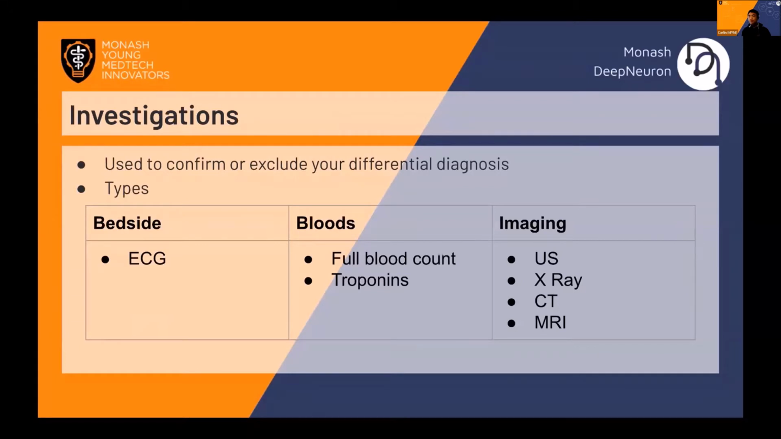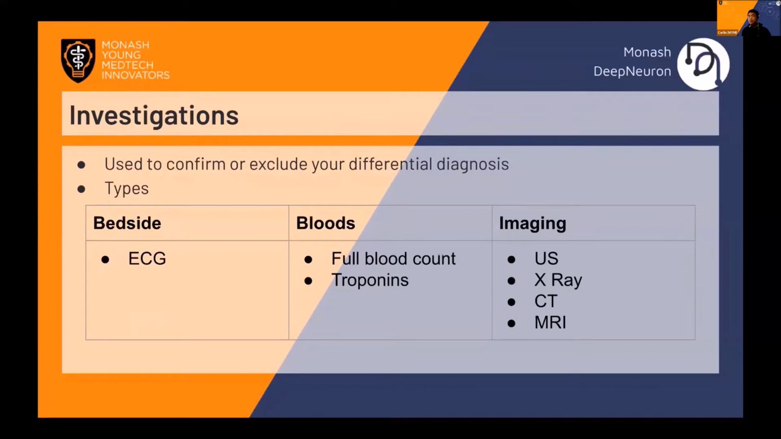For example, an ECG or echocardiogram that measures the heart and tells us if the patient is having a heart attack or not. The next step up is doing blood tests. So we can do a full blood count, which is looking at red blood cells, white blood cells, and we can also do troponins, which would also tell us if the patient is having a heart attack or not.